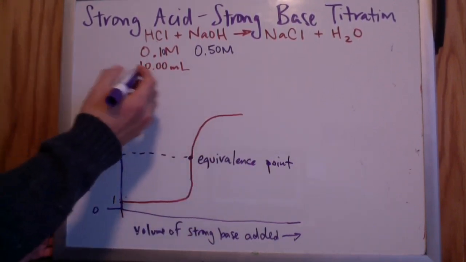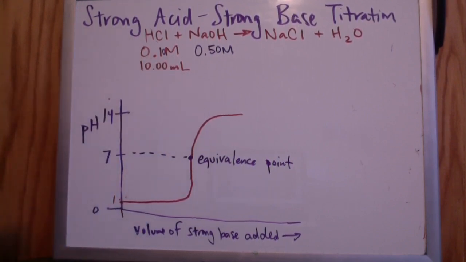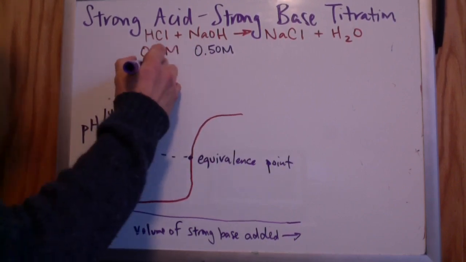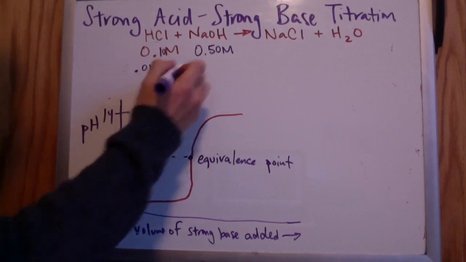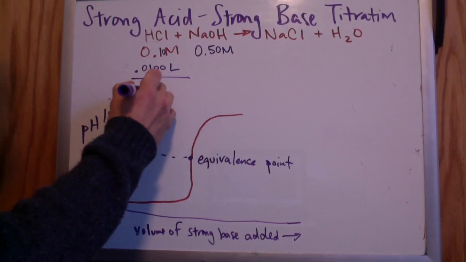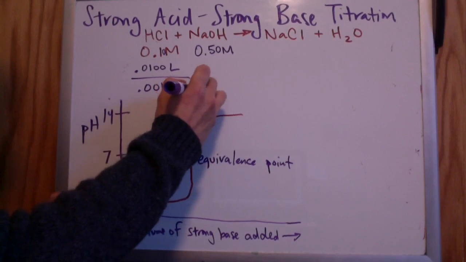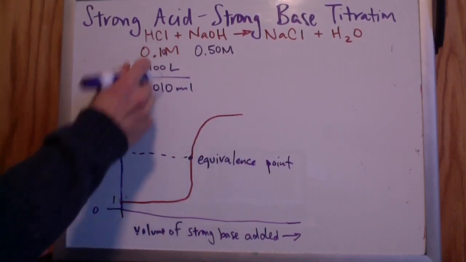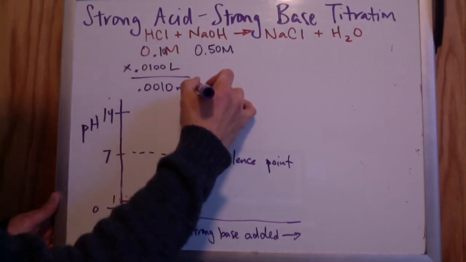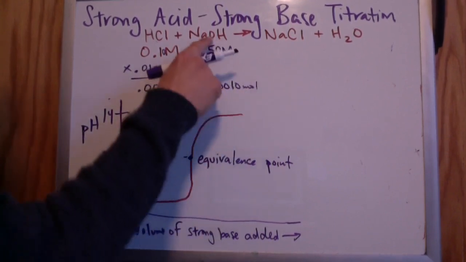So how do we figure out the equivalence point? Well, let's take a look here. We have 0.10 molar, and since we have 10 milliliters, we'll convert that to liters: 0.010 liters. If we multiply these, we end up with 0.0010 moles, because that was just multiplying the molarity times the volume like we did before. The mole ratio is 1 to 1, so these two should be the same, which means we should have 0.0010 moles of the base that would need to get neutralized.